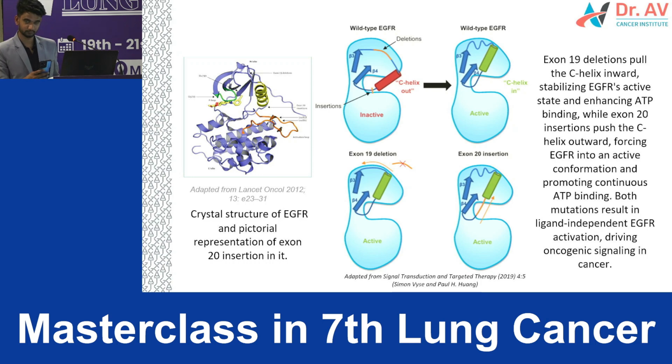Again, previously discussed by Anshul, but a simple comparison of EGFR activation. When we compare the EGFR exon 19 deletion versus exon 20 insertion, there is a concept of pulling and pushing. Once the amino acids are deleted, the C helix is pulled in and the ATP binding site is open and the ATP can easily bind. Similarly, in exon 20 insertion, the insertion of a couple of amino acids pushes the C helix, and once again there is an opening of the ATP binding site.